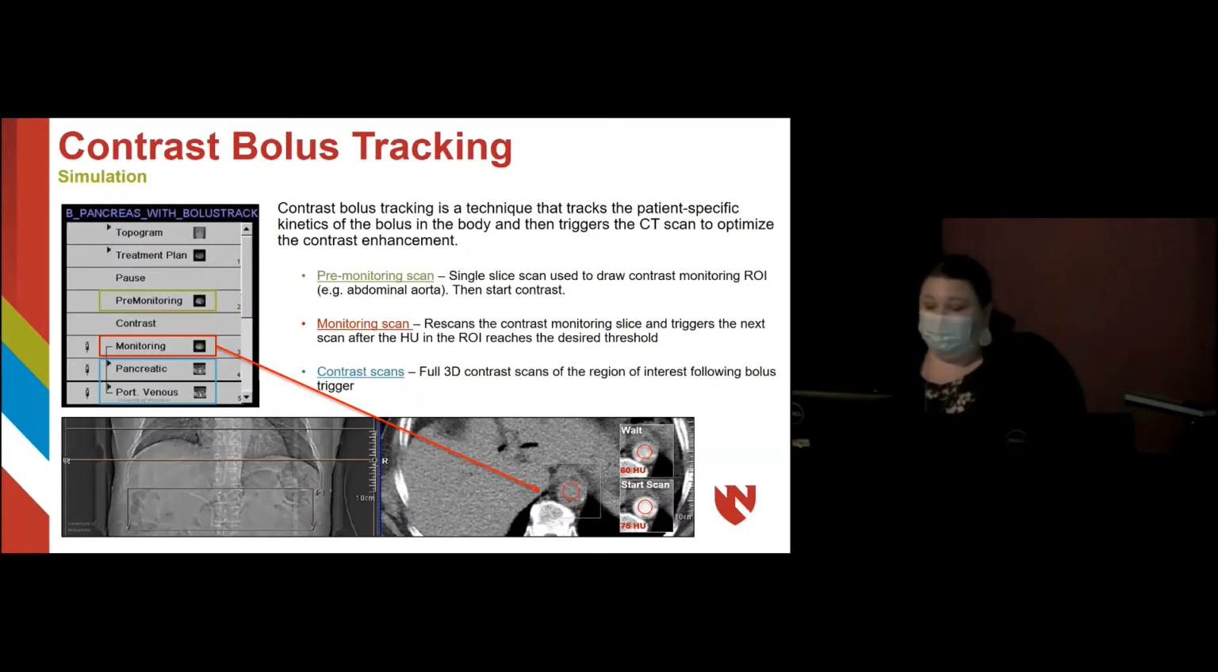So bolus tracking works by tracking the patient-specific kinetics of the contrast to trigger the CT scan. So you can see here in this protocol, there is first a pre-monitoring scan, and this is a single slice scan, and it's used to draw this contrast monitoring ROI, which is shown here in the abdominal aorta. And then after the contrast injection starts, the monitoring scan will rescan the slice every few seconds. Once the HU value reaches a certain threshold, the contrast scans will then start after an appropriate time delay.